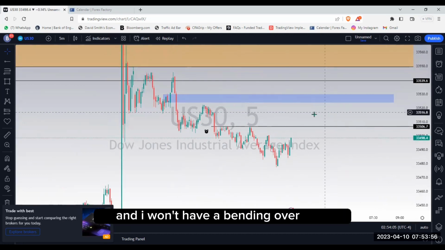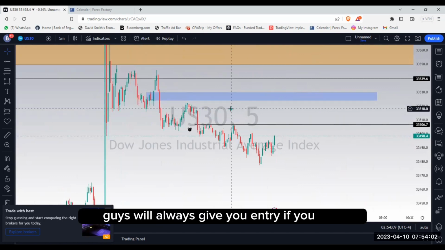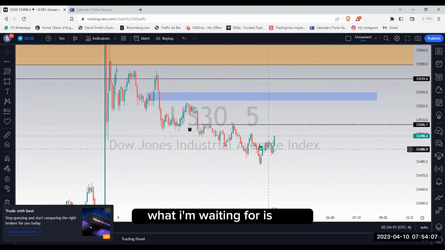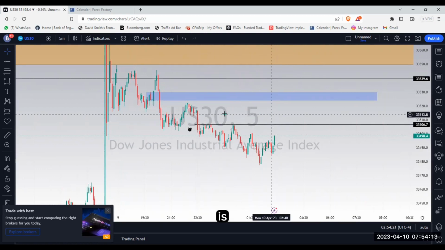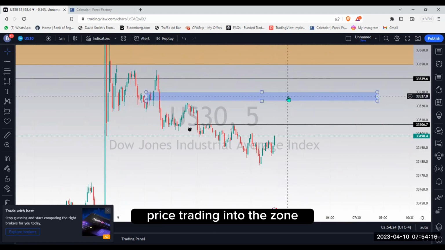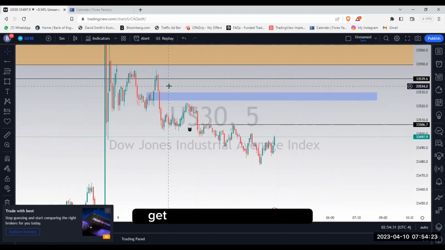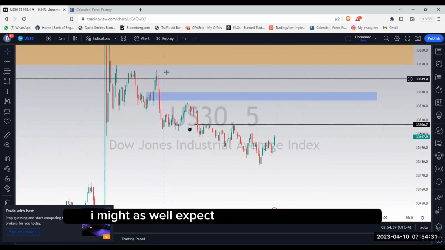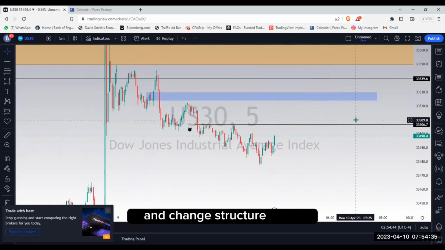And I won't have a pending order here. Don't get me wrong. It's pretty easy. Price will always give you entry if you wait. If it doesn't give you entry, forget about it. So what I prefer first is price trading into this zone, probably trade above it, maybe get into this, touch this guy. But if price should touch this guy, I might as well expect price to sweep this high and change structure again.